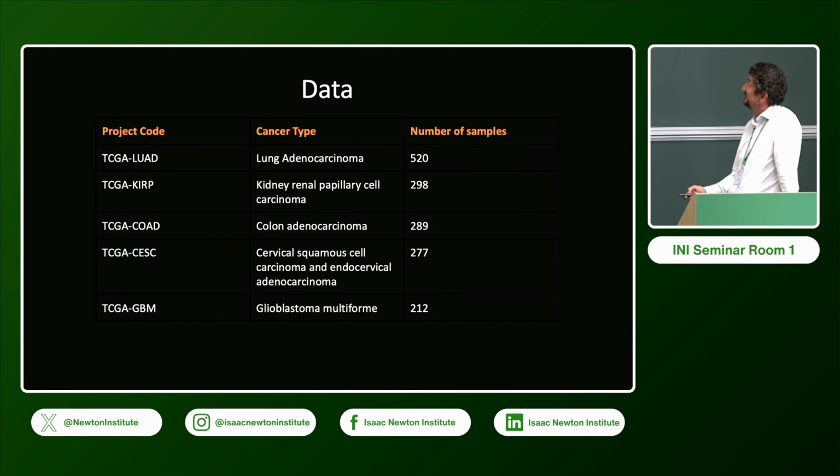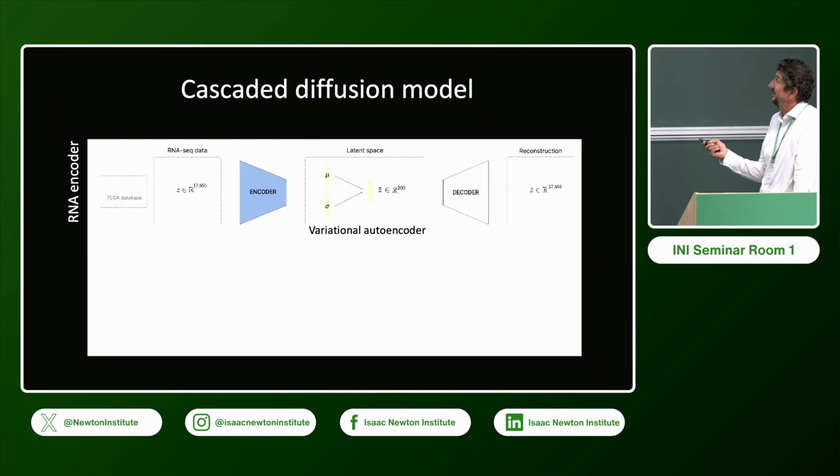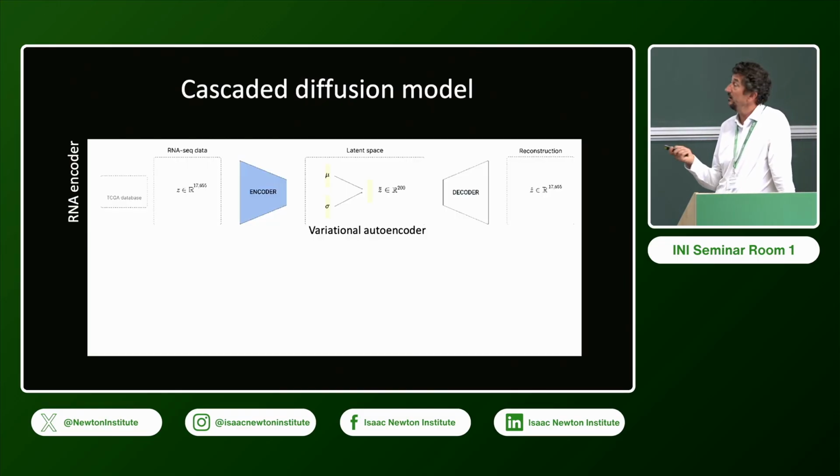So this is the initial model that we trained on 5 tissues. These are the tissues that we used. So this is the model. First, we needed to represent the RNA-seq profile. So we essentially have a variational autoencoder that reduces the dimensionality to about 200 features. And this is a variational autoencoder, so we learn means and variances.